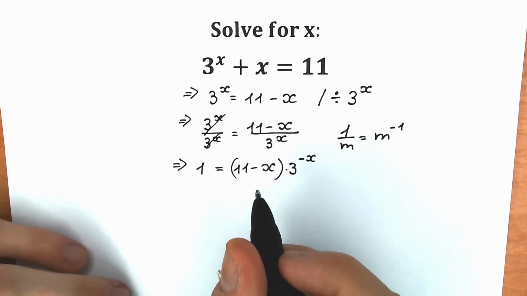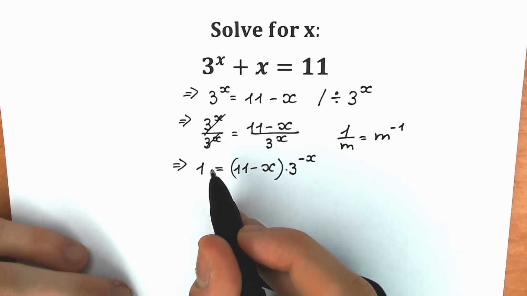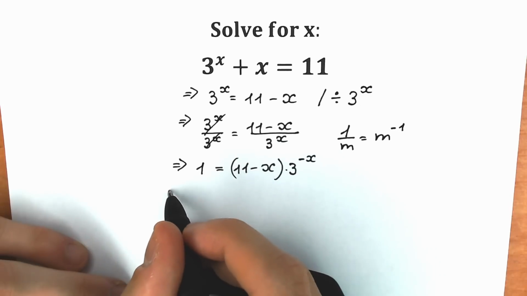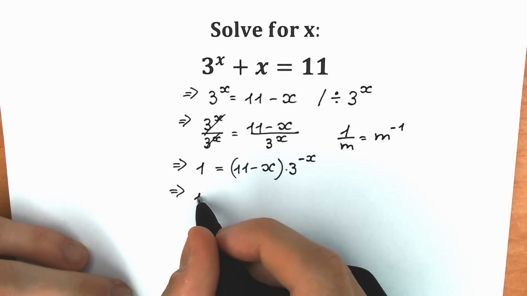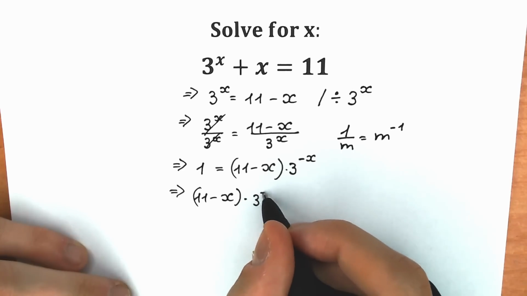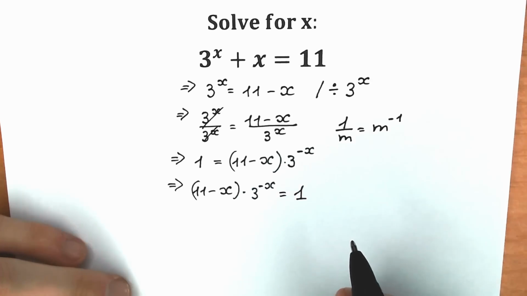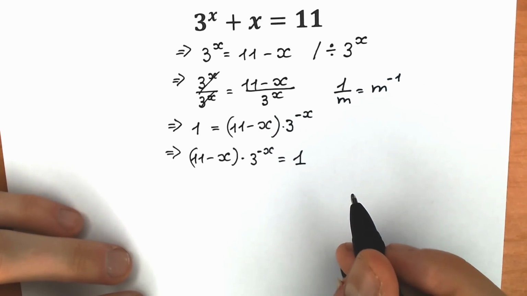And for better understanding, I'm going to swap the left and right sides, because we have an equal sign and we prefer our constant on the right side. So we're going to swap positions. As a result, we have 11 minus x times 3 to the power minus x equal to 1. So here's our equation after our first step.